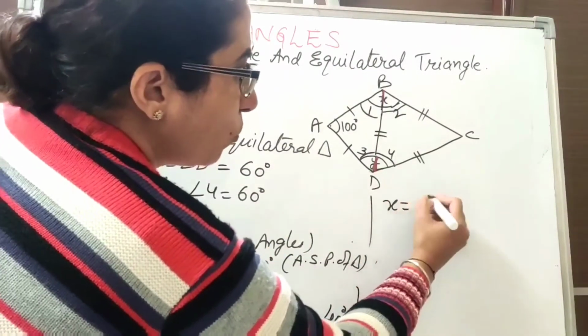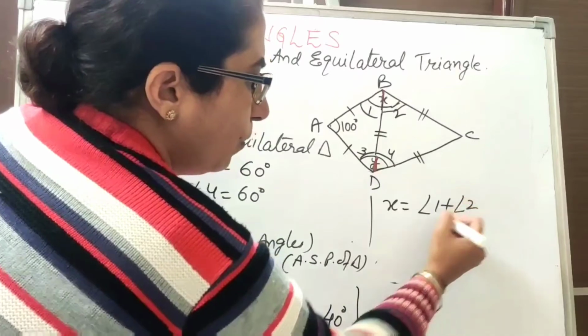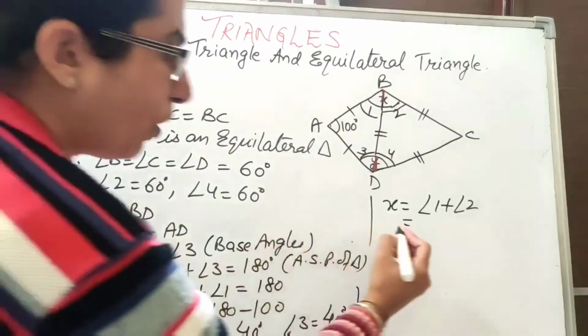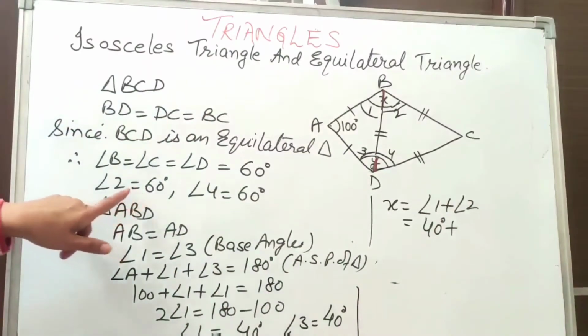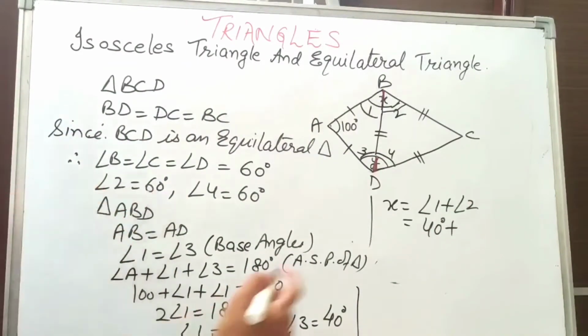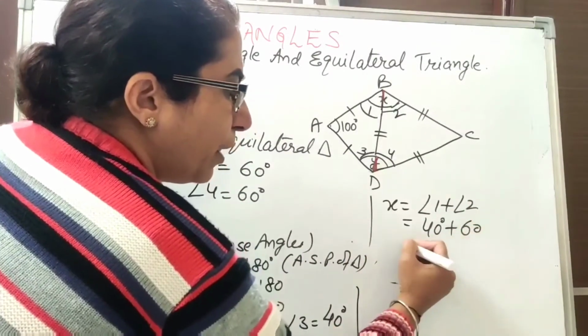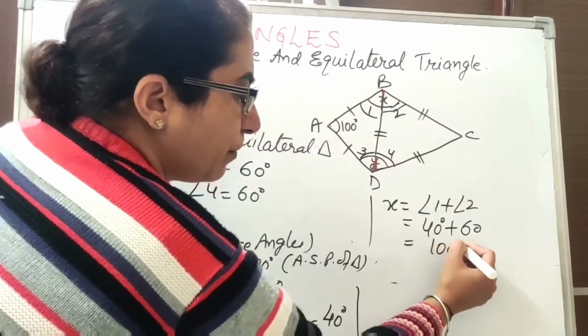So, x is equal to angle 1 plus angle 2, and the value of angle 1 is 40 and angle 2 is 60 degrees. Here angle 2 is 60 degrees. So, the measure of x is 100 degrees.